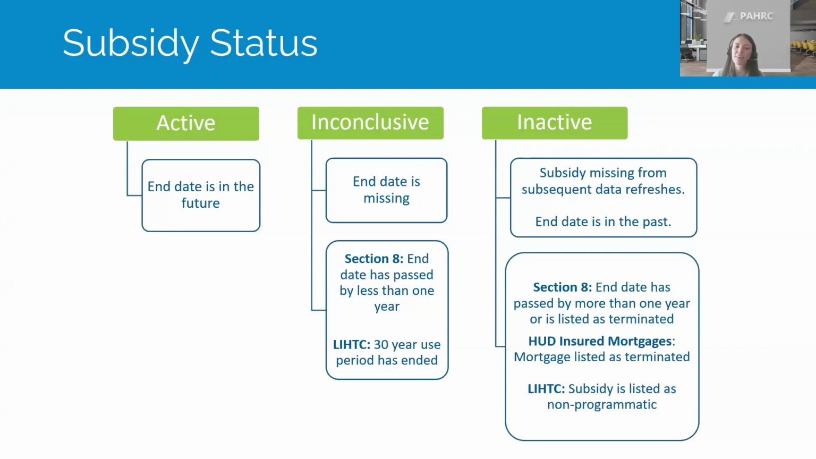Properties that are active are currently required to remain affordable to low-income families, whereas for inconclusive properties, we're missing some key information to make a determination one way or the other. If you want to be conservative, you can assume those are currently affordable. And then we also have inactive properties, which are properties that were at once assisted by programs and were subject to affordability restrictions, but those restrictions have lapsed either due to expiration or owner opt-out. So your specific application will dictate whether or not you want to filter these properties in or out.